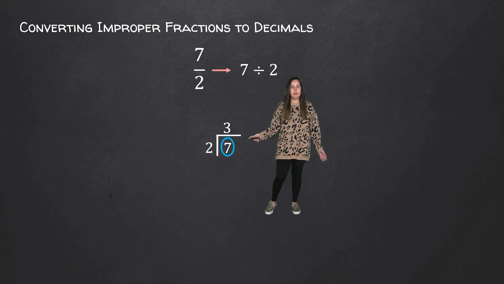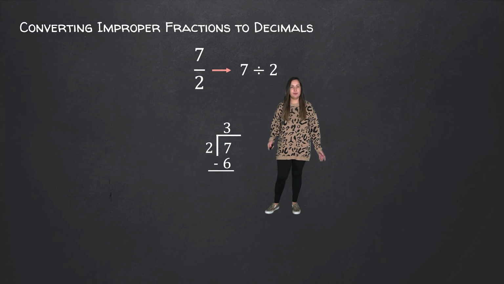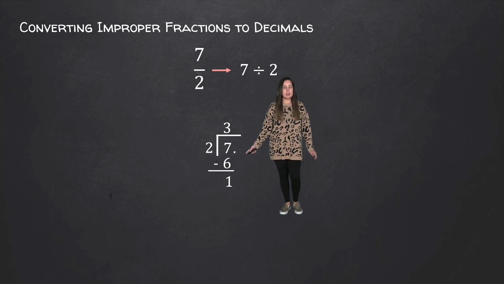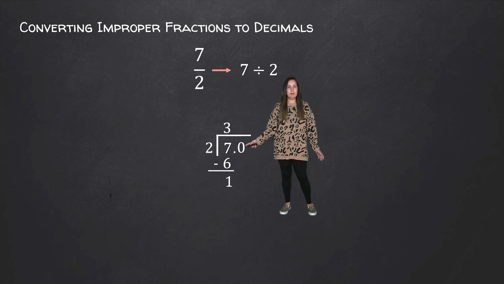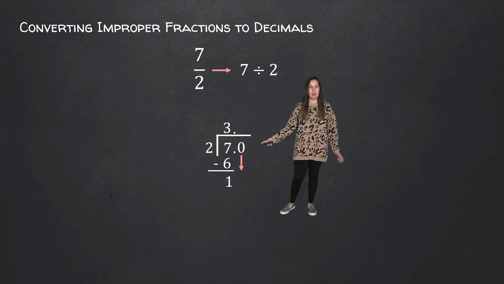Well, 2 goes into 7 3 times because 2 times 3 is equal to 6. And so we're going to write the 6 here and then subtract. 7 minus 6 is equal to 1. So because we have a remainder here, we're going to go ahead and add a decimal point after the 7. Make sure we bring it up and add a 0 after that decimal point, which we will then bring down.